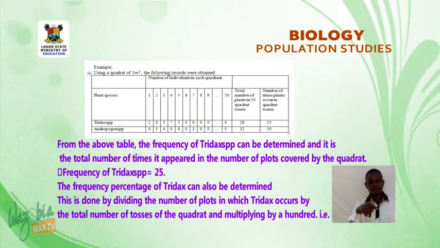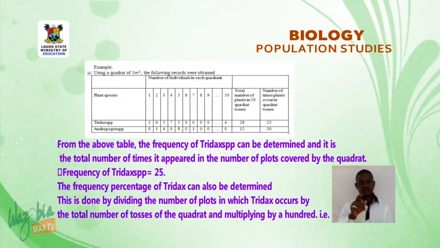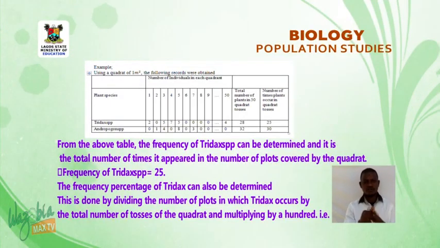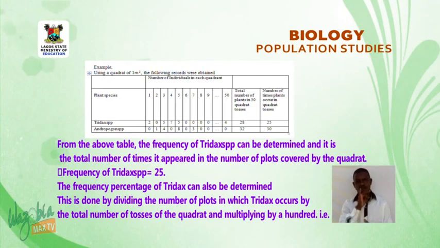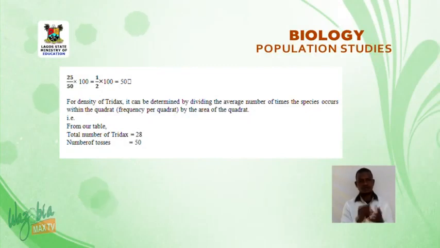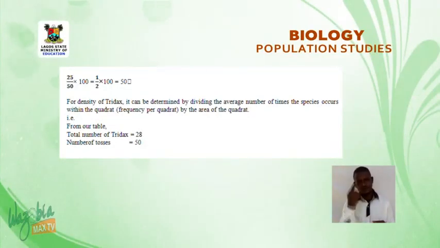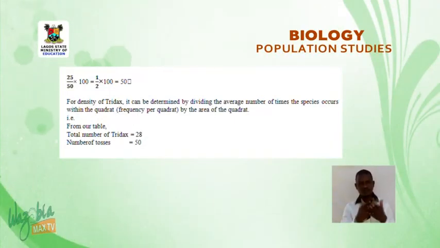The frequency percentage of Tridax can also be determined. This is done by dividing the number of plots in which Tridax occurs by the total number of tosses of the quadrat and multiplying by 100. That is 25 all over 50 times 100, which gives us half times 100. Answer equals 50%.